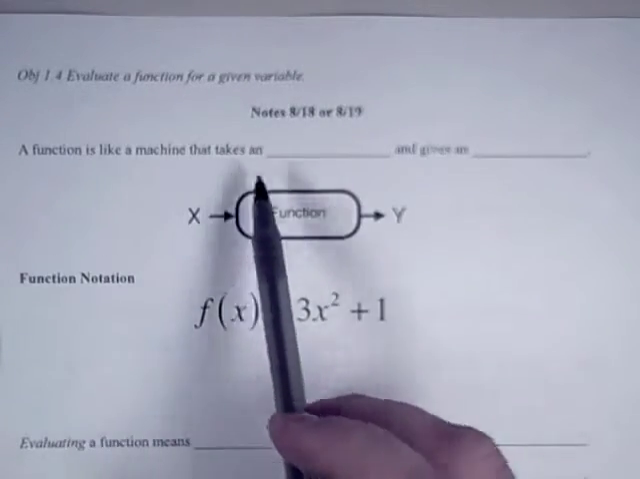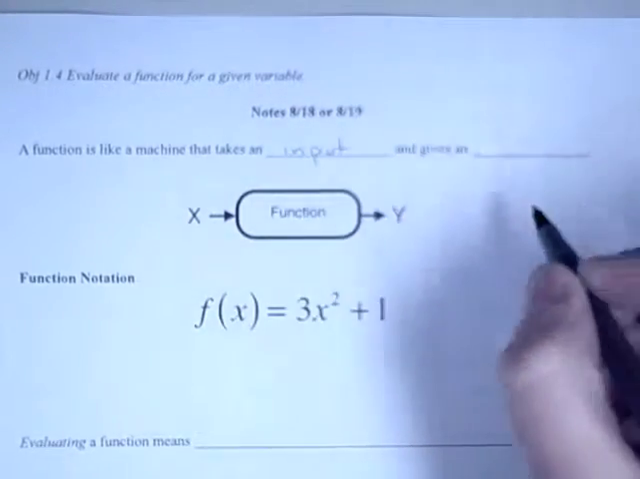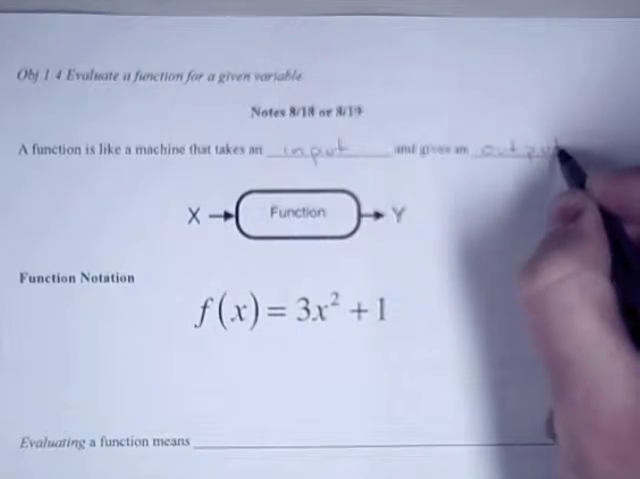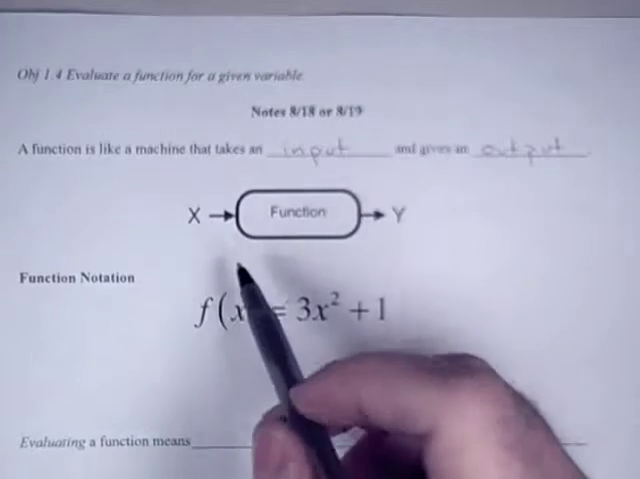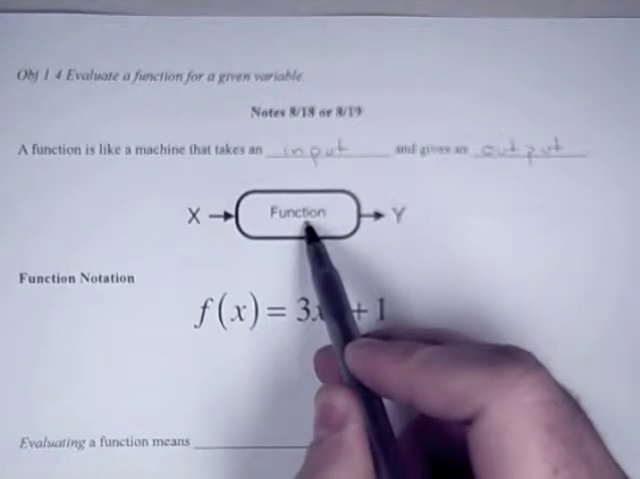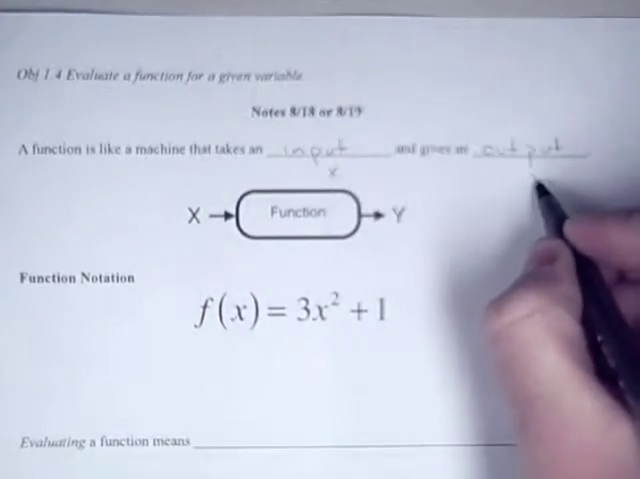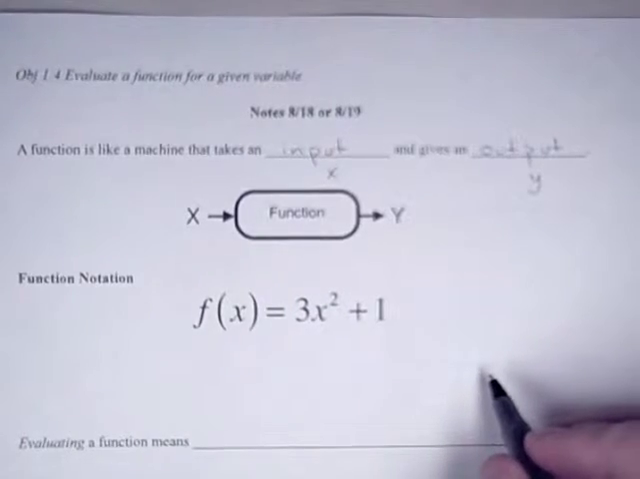A function is like a machine that takes an input and gives an output. Normally that input is x, it goes into the function, and we get out a y. So this is x, and that's y. We also have to learn about function notation.